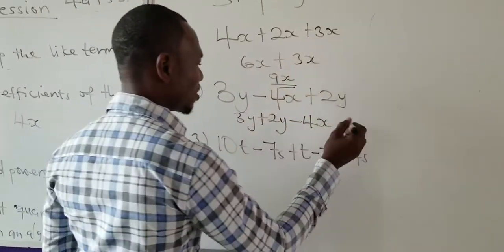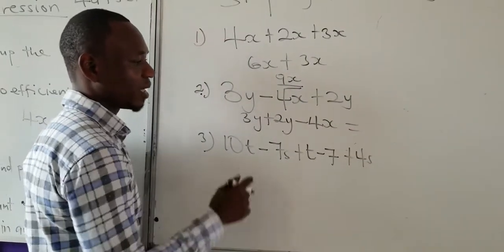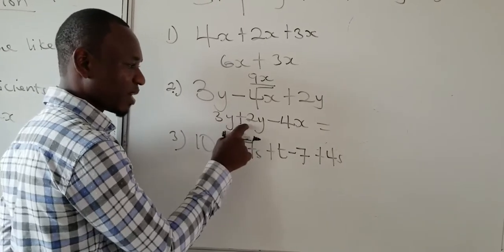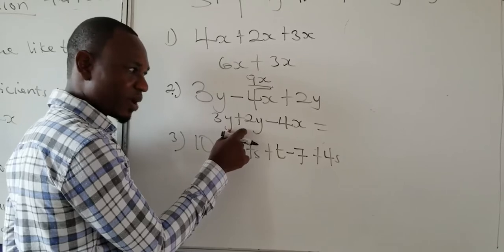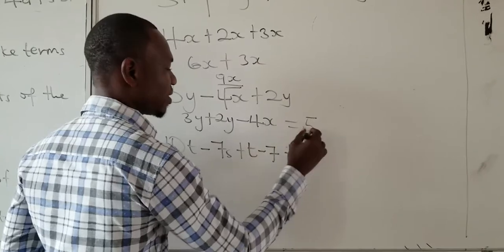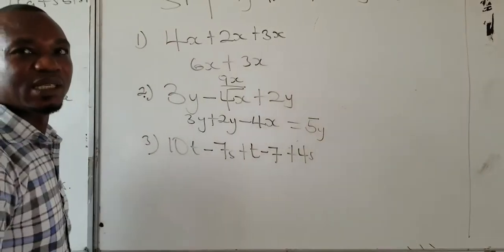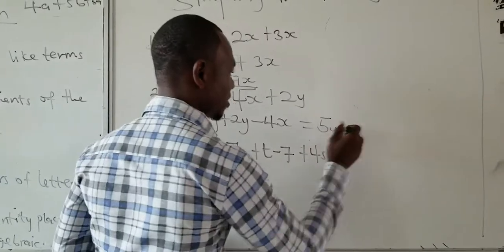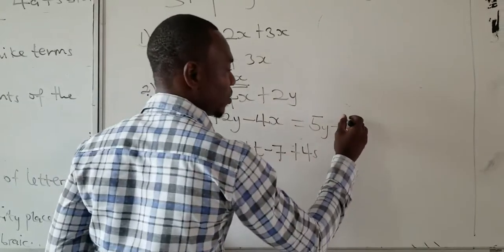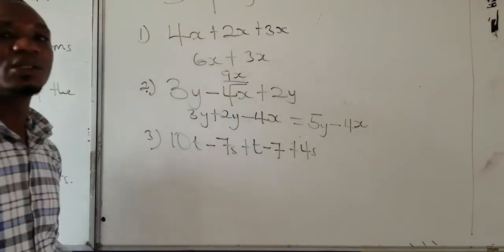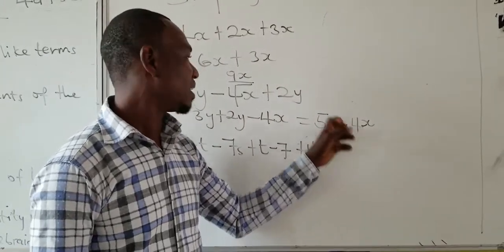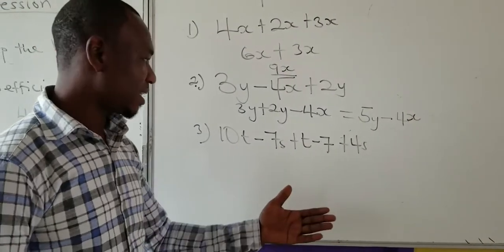So here you can now continue. You add the like terms here. The like terms can always be added. Add the coefficients, the numbers first, then you just attach the variable. So 3 plus 2 gives us 5, right? That's the coefficient. Then you attach the y to it, the variable. Then minus, we have minus 4x here. The 4x has no like terms, so it stands alone, you just join it. And that will be your last expression for number 2. Hope we are getting it right.